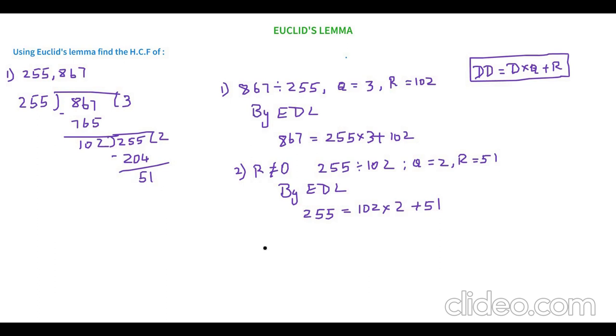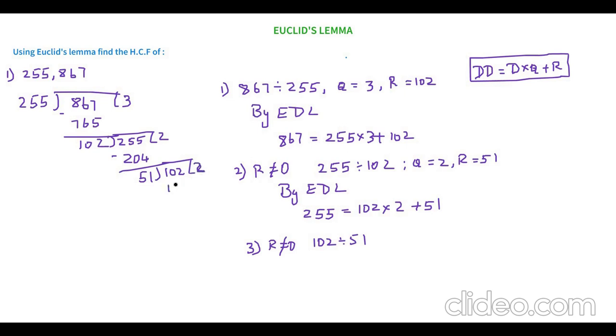Now let's see the third step. Since the remainder is not equal to 0, what numbers are we going to divide again? We are going to divide 102 and 51. So this will be a repeated division until we get 0 as a remainder. So now since the remainder is not equal to 0, we are going to divide 102 by 51. So let's do that step here. 51 times how much is 102? 2.